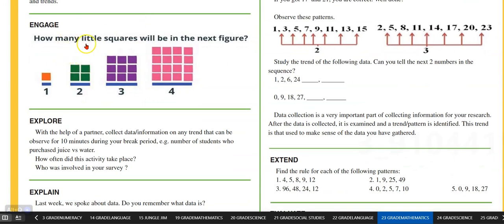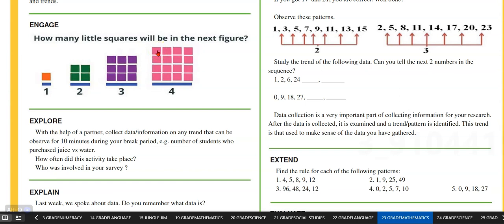Let's look at this. How many little squares will be in the next figure? Notice I have 1, 2, 3, 4. So in the fifth of the series, what will be the next in terms of the set of little squares? So let's go. For the first instance, I have 1. Then in the second instance, I have 4. Then 9. Then I have 1, 2, 3, 4, 5, 6, 7, 8, 9, 10, 11, 12, 13, 14, 15, 16.